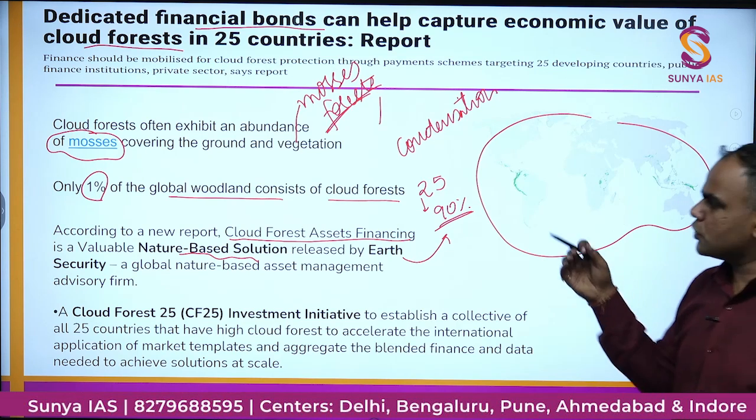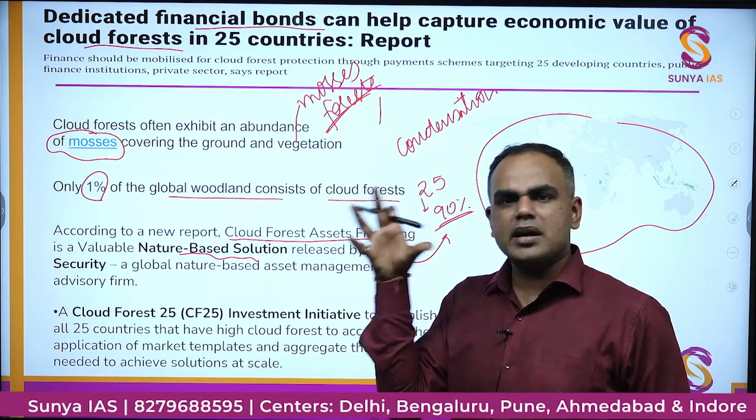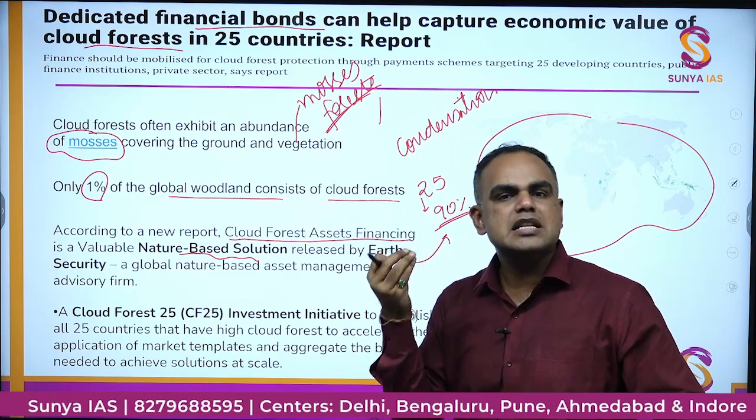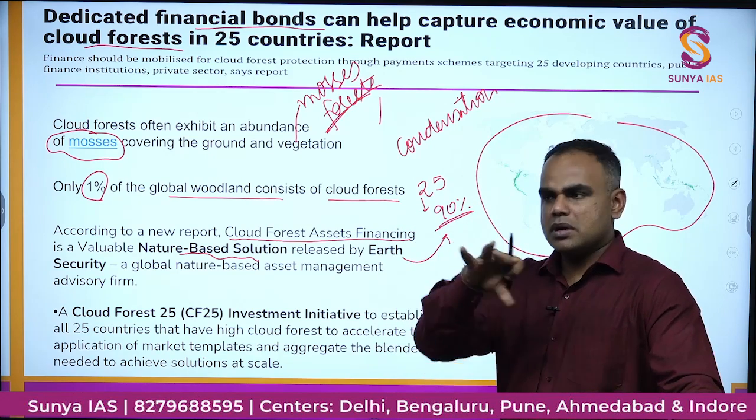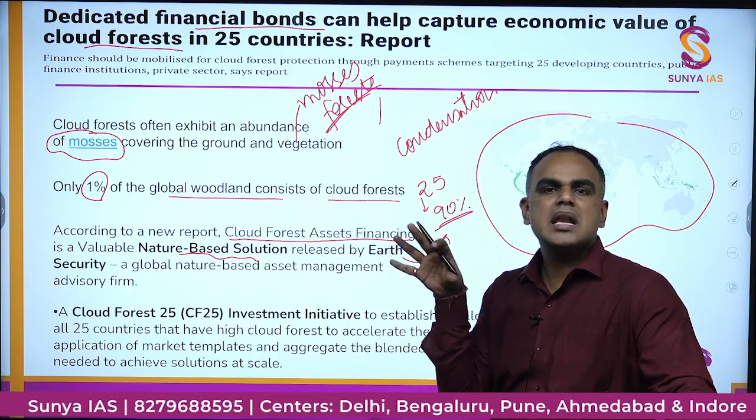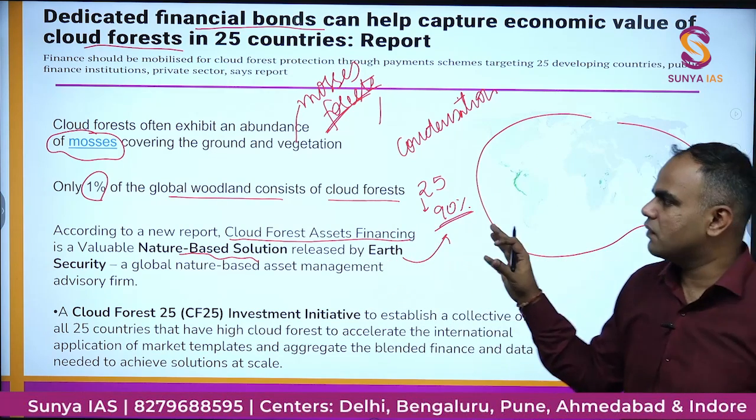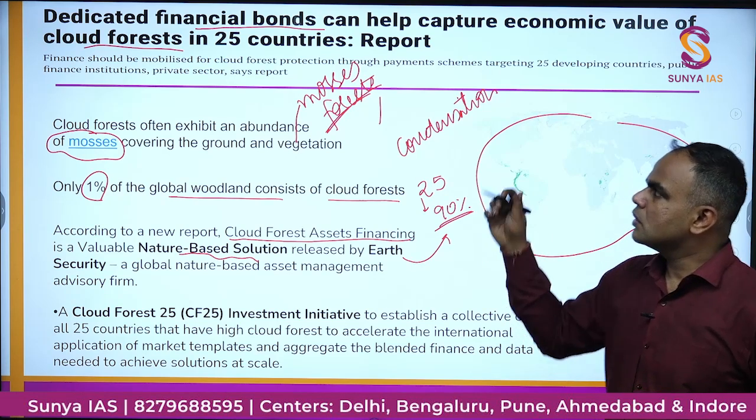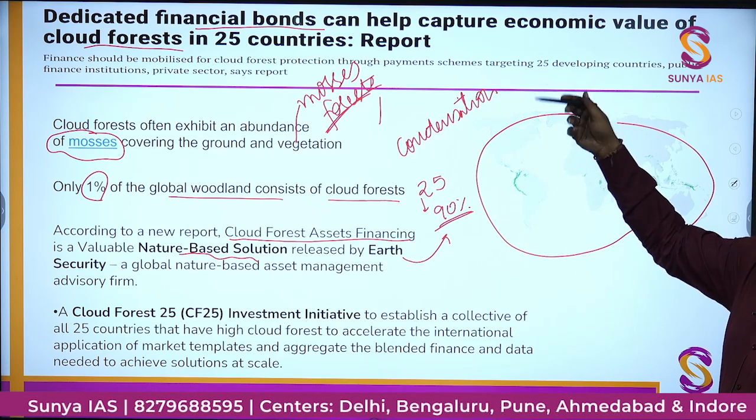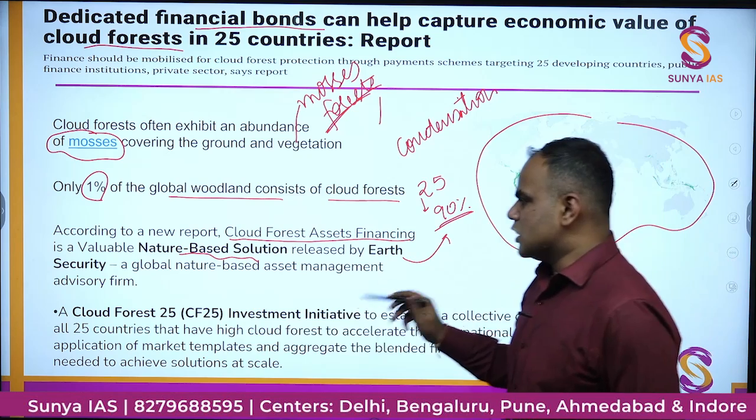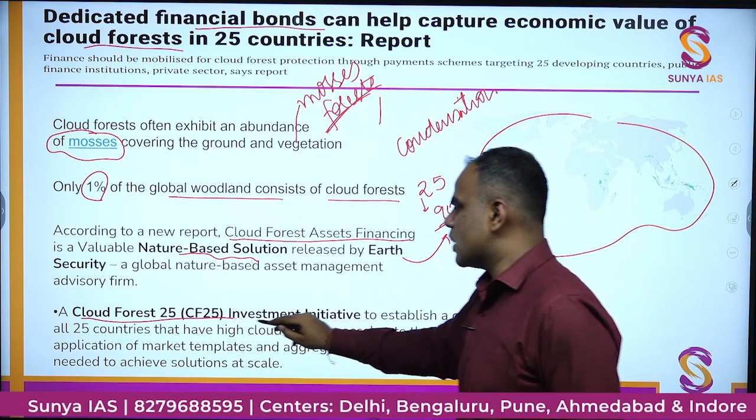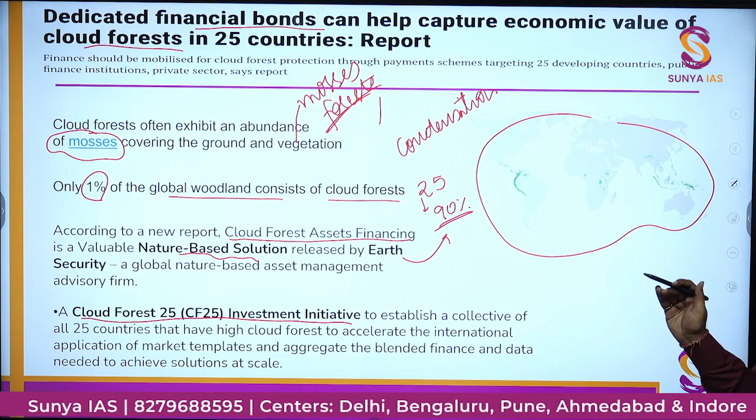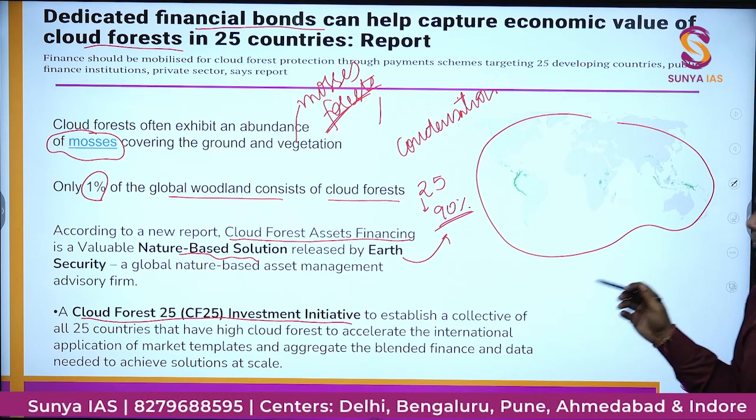Because of these regions, they provide a lot of ecological services. For example, you will find a lot of hydroelectric projects. They are also useful for the people living in these regions. So they have a lot of mosses, and that is something you need to know. And then there are these dedicated bonds. That is an initiative known as the Cloud Forest 25 Investment Initiative. That is also something one needs to know.